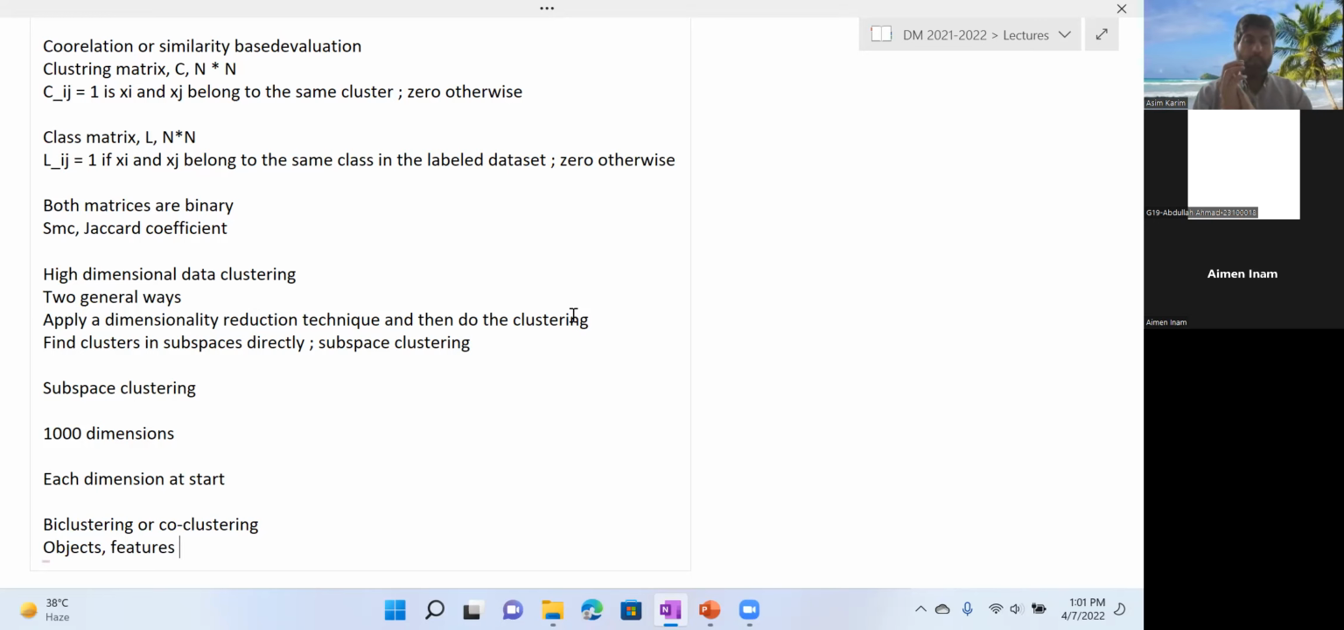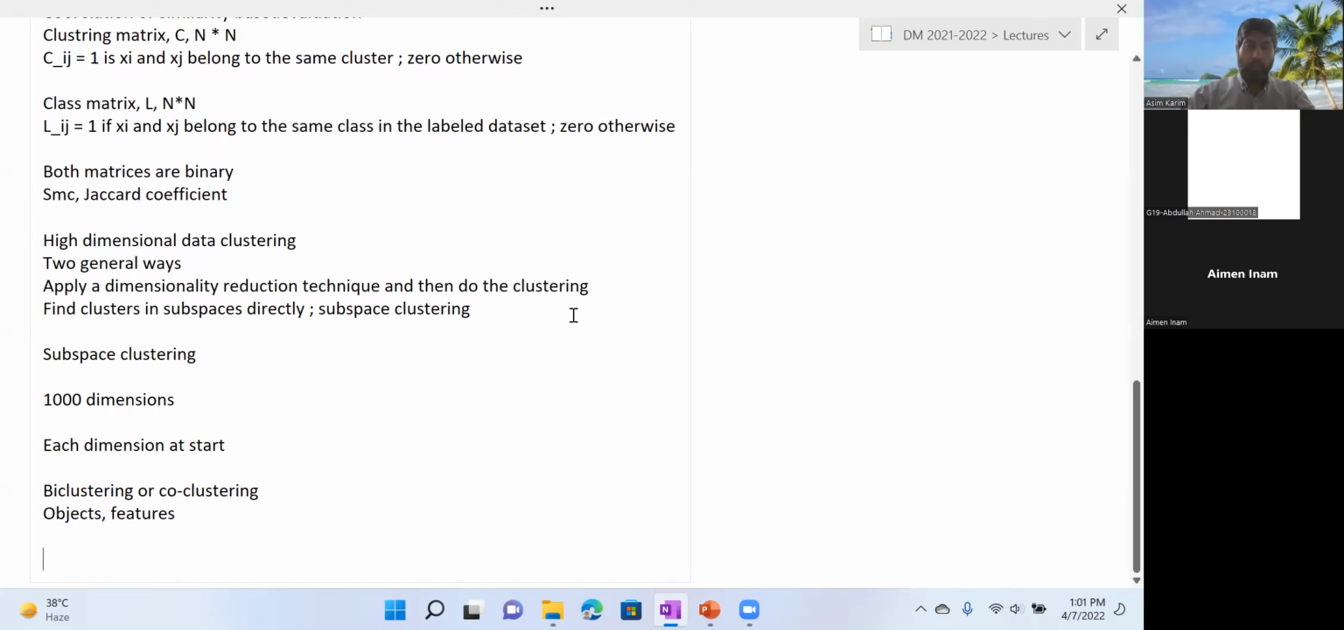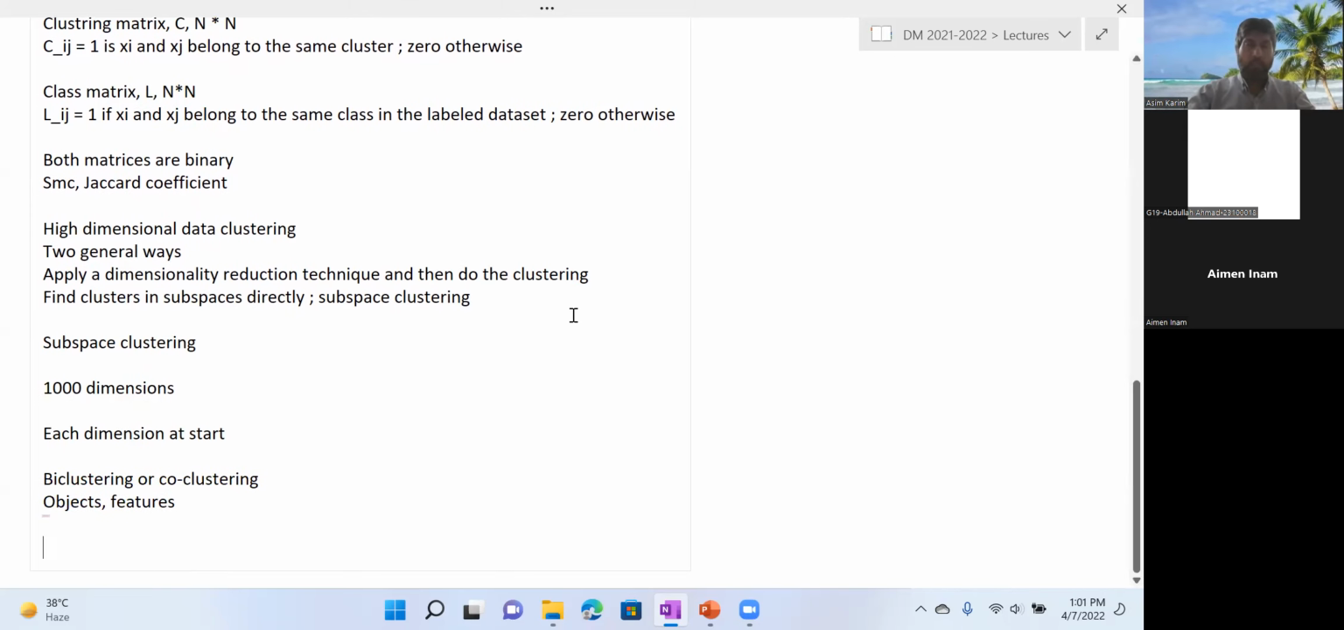Okay? So you would be finding groups of features that contain a dense amount of objects, and you also find groups of objects that are also dense with respect to some features. So both together. So again, we have applications of this in bioinformatics and document clustering.